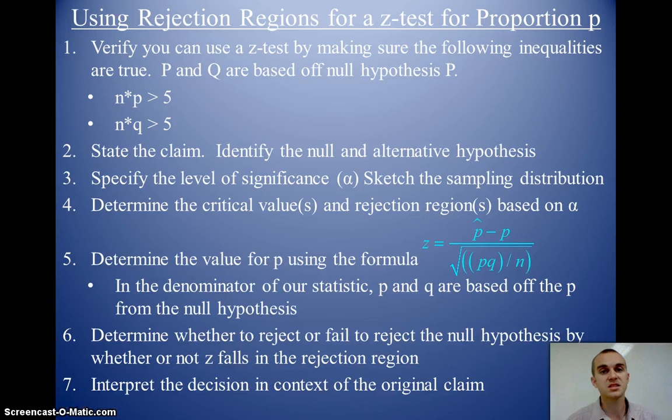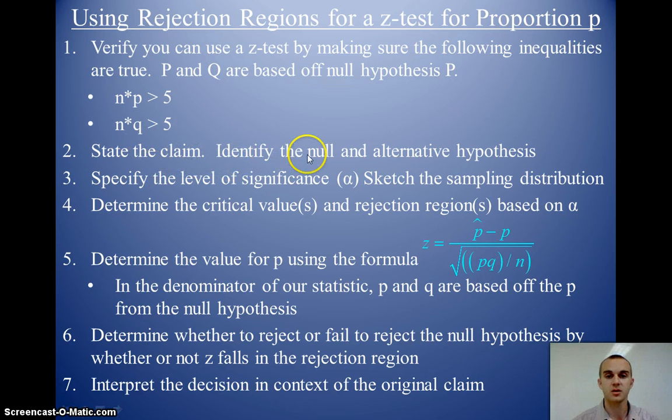Now, if I want to use the z-test to test my proportion hypothesis, the first thing I have to do is verify these two inequalities are true. I take my sample size and multiply it by the success proportion, and make sure that's greater than 5. I'm also going to take my sample size, multiply it by the failure proportion, and make sure that's greater than 5. If those two are true, then I can use the z-test for my hypothesis. Other than that, I'm going to follow the standard t-test.